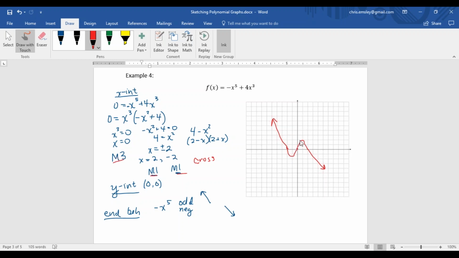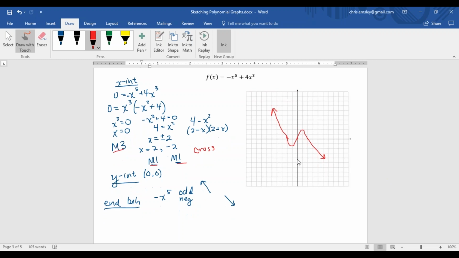Again, this is a rough sketch because actually here at 0, we would see this flatten out a little more in the middle. It would look more like a cubic function because we had that x cubed in there. But since we're just doing rough sketches, I think that's close enough.